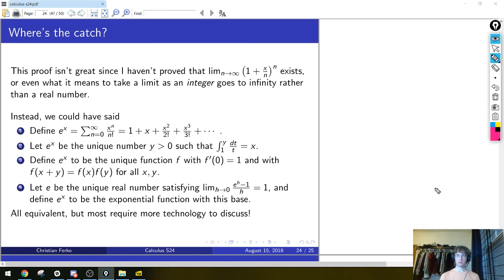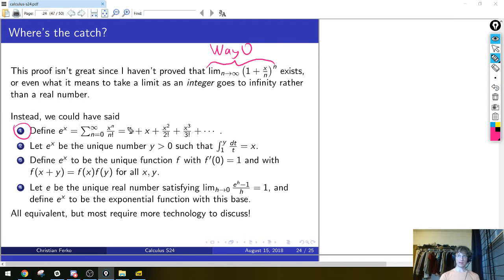So what are some other logically valid ways we could have done this, and why didn't I do it those ways? Okay, so way 1. I'll call this way 0, the one we actually did. Way 1: you can define e to the x as this infinite sum.